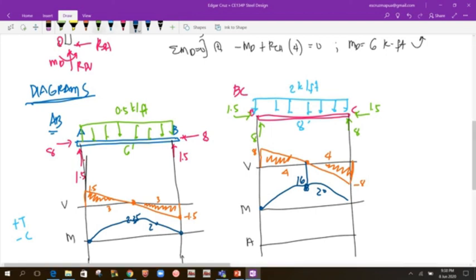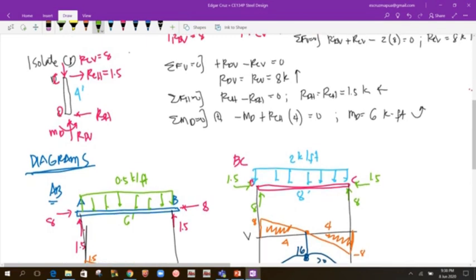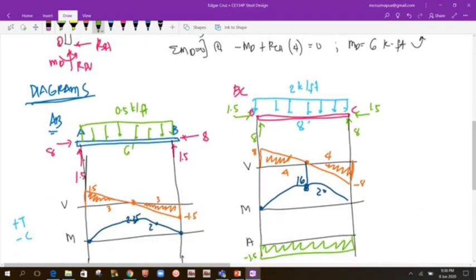Then, for the axial diagram naman, since this is compression 1.5, again, pababa. So, negative compression 1.5. Constant naman yung axial compression. So, this would be the axial diagram. Lahat compression. Then last would be for member CD. Okay, member CD.